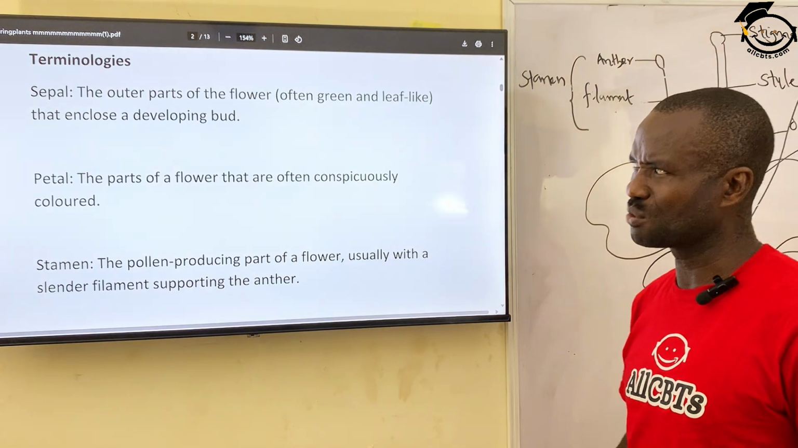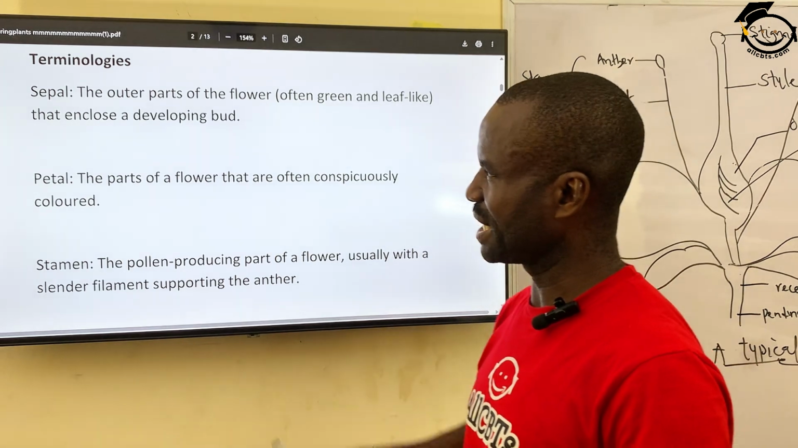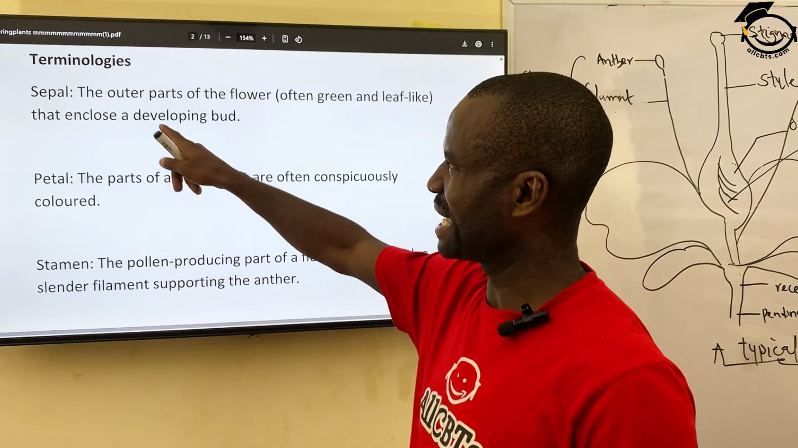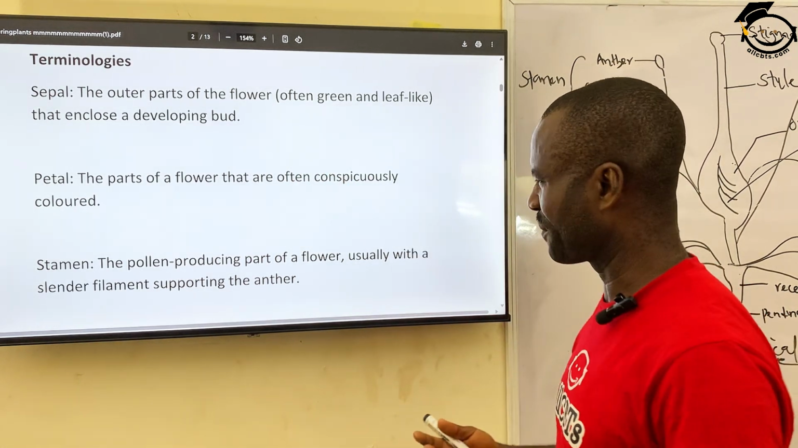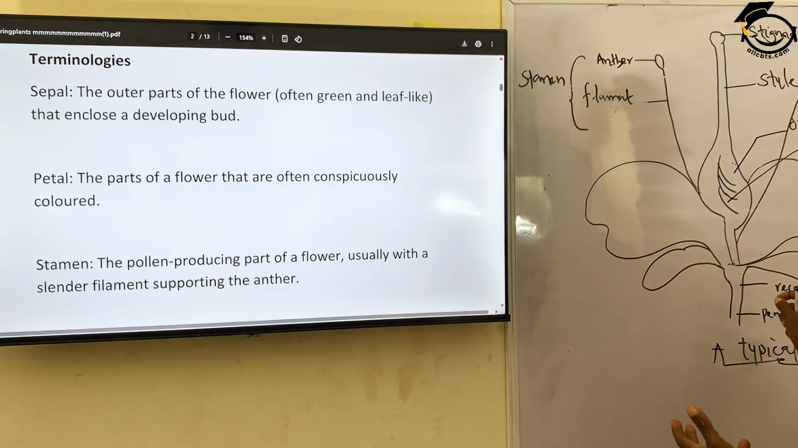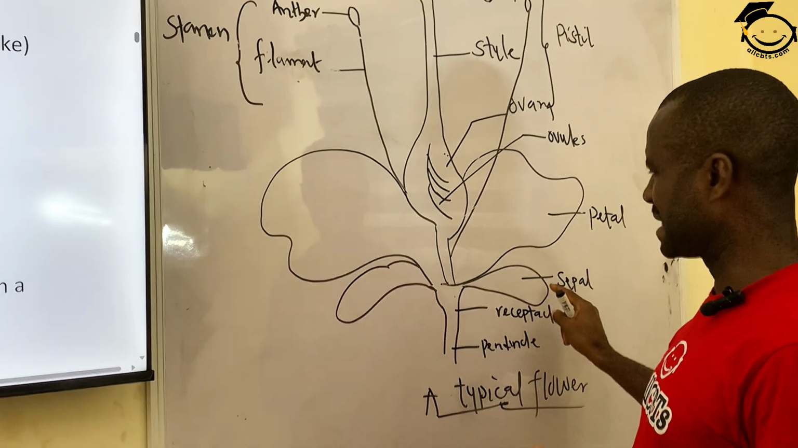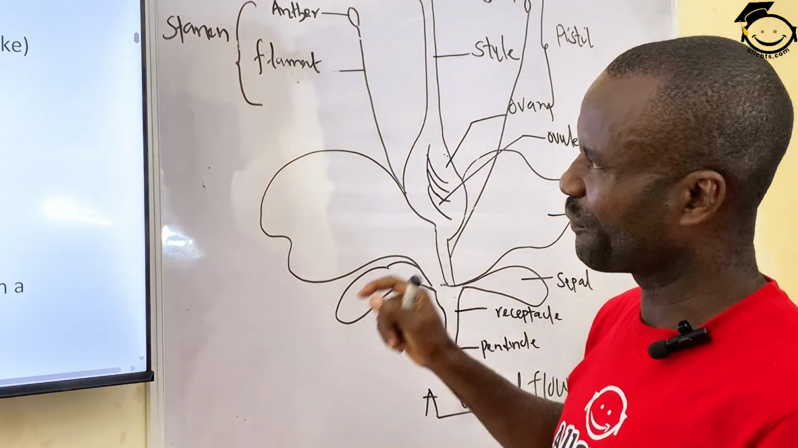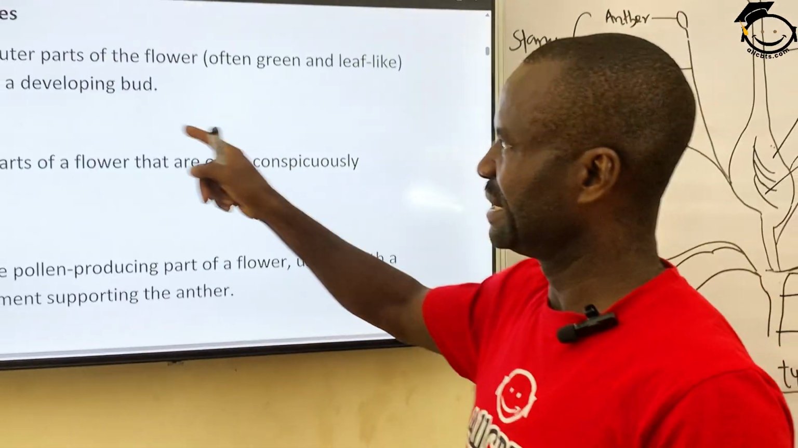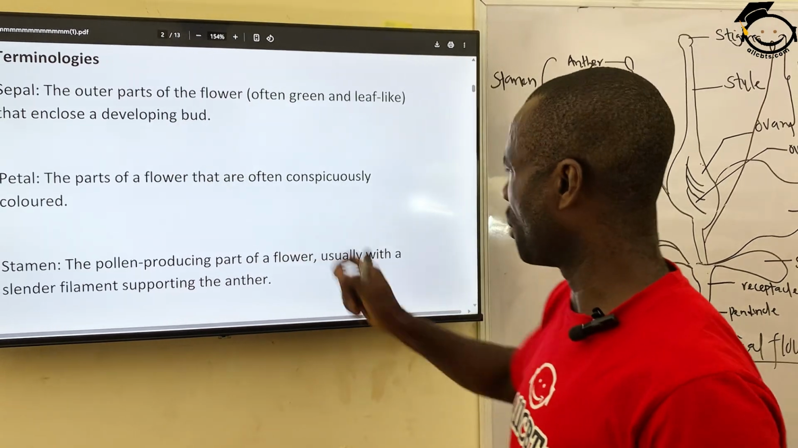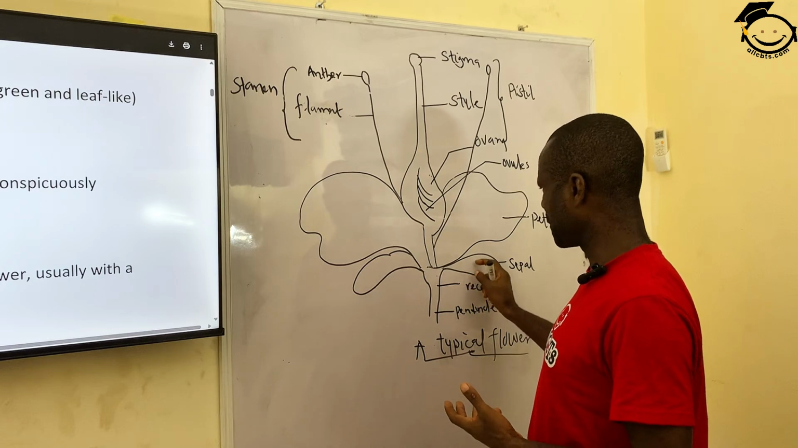Now, there are some terms we use in flowering plants. Their terminology, we said sepal. The sepal is defined as the outer part of the flower. In fact, it is the green area of the flower where photosynthesis takes place. In every flower, the green part is always at the base here, which is called the sepal. It's often green and leaf-like and encloses a developing bud. At this place, we have a bud shooting out from here. It's always green in color.